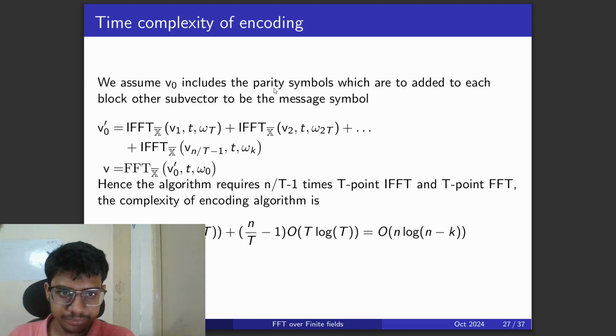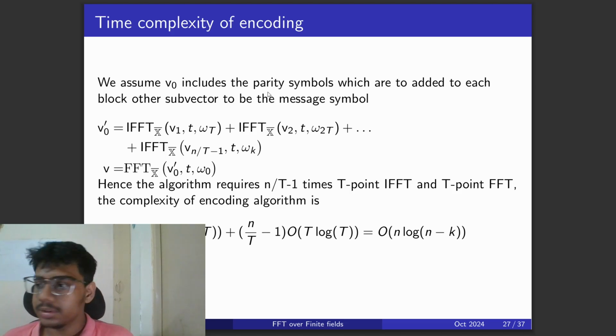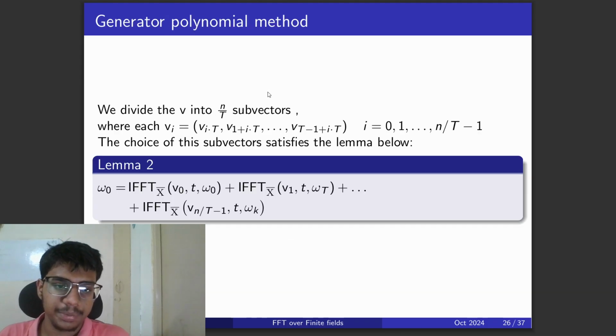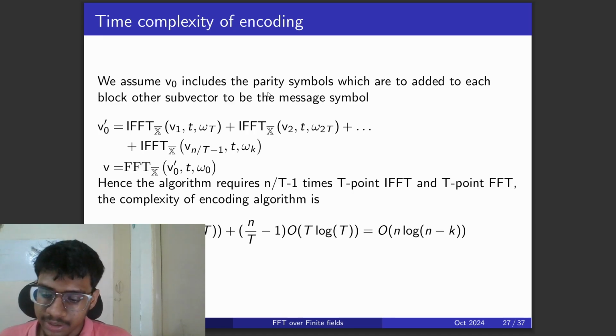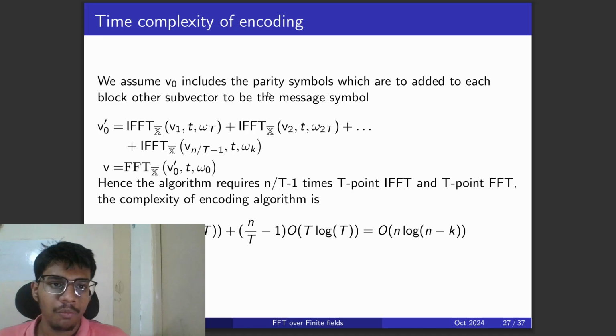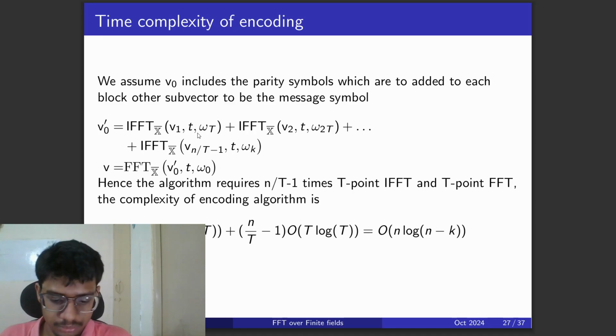we have, so this previous lemma was a core transform for our proposed algorithm. The main purpose was, suppose every element of V naught is a parity symbol. This parity symbol is added to each block of the other subvectors, which are the message symbols. Here we will just take the inverse Fourier transform from V1, V nt till n by t minus 1. So we will exclude V0 here.